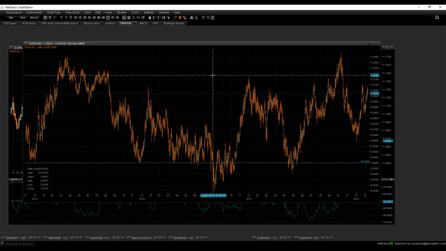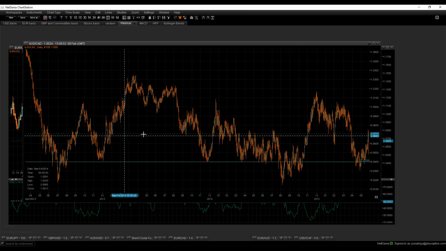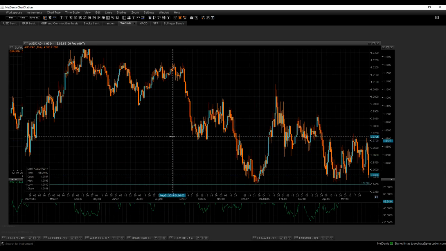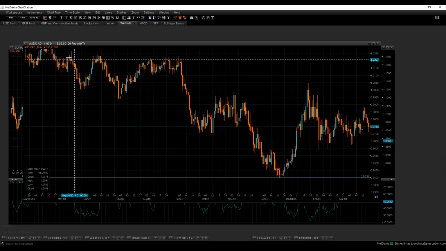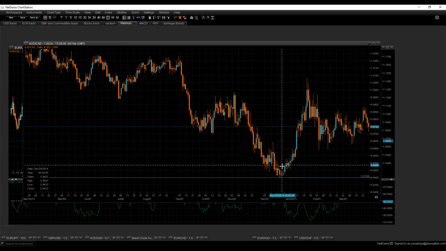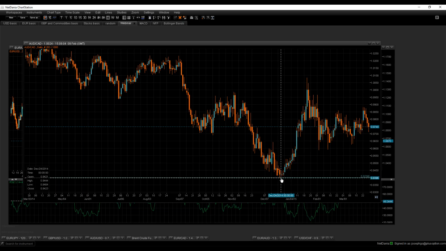AUDCAD. So I have drawn a line here. And let's see just where I drew that line. Okay, so what made me draw this line here? We're pretending hypothetically that we're in the past now. It's the only way we can actually learn technical analysis in real time.